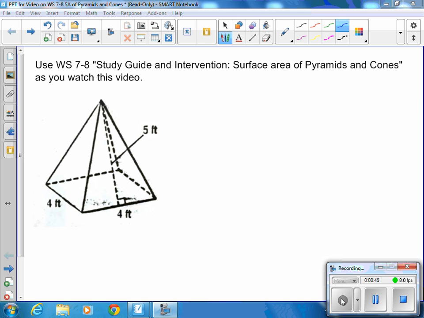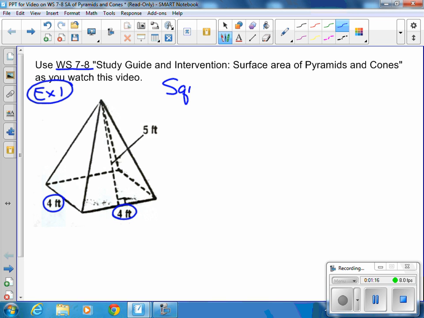Looking at this shape here, you're using this worksheet right here, 7-8. It says Study Guide and Intervention. It says Surface Area of Pyramids and Cones. This is the first example, example number 1 on your sheet. So that's what you're looking for right here. We have a square pyramid. We can tell it's a square pyramid because our base is 4 by 4, and it's a square. Remember, it's always named for the base. So let's write that. We have square pyramid.